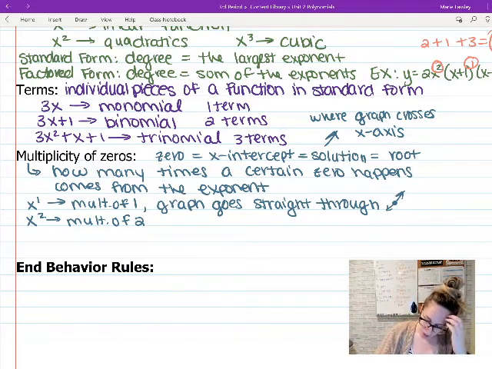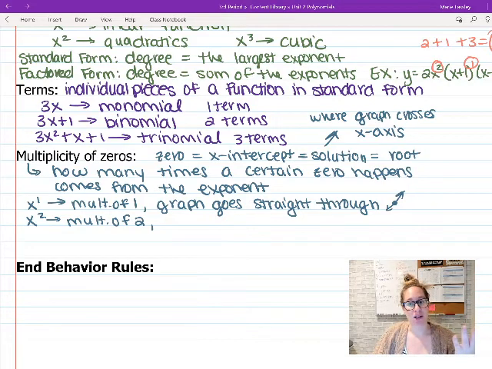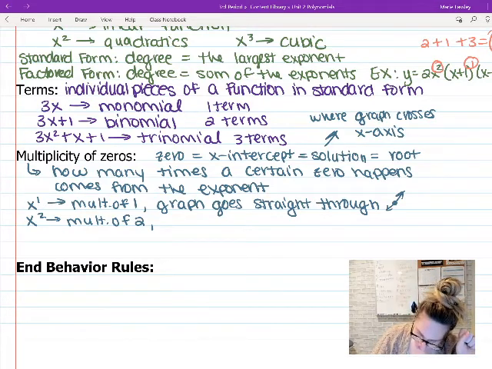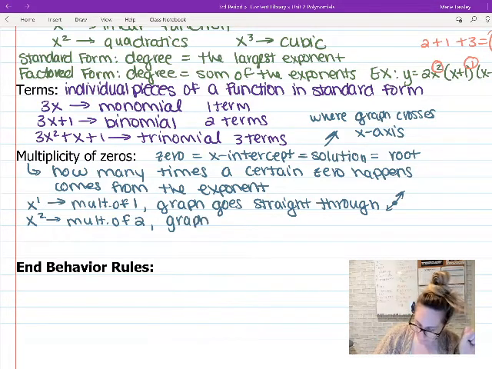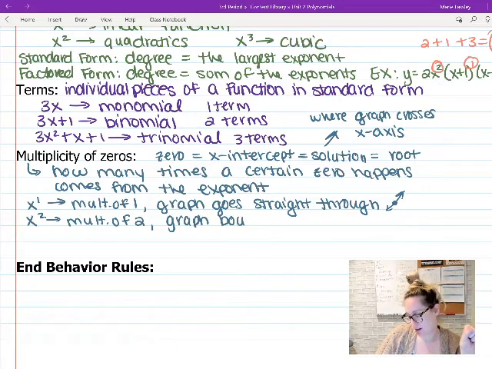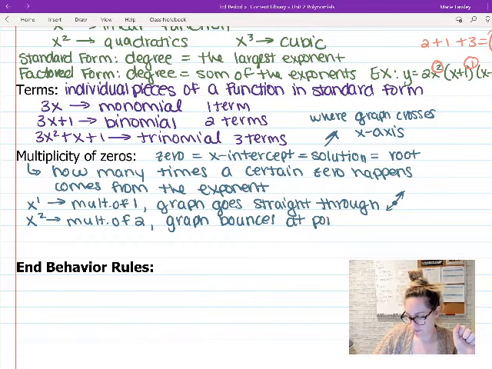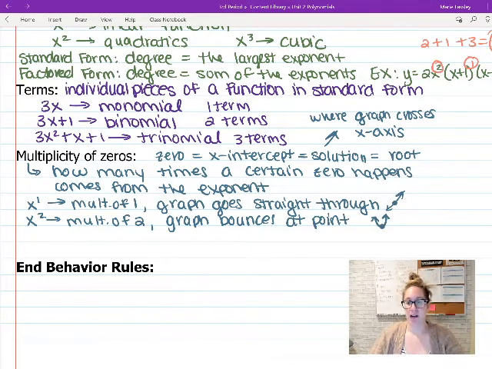So when you graph something that has a multiplicity of 2, the graph does kind of like a bounce at that point, and that indicates that that zero happens twice. So graph bounces at the point like this. So there's your zero at the bottom. It's on the x-axis, so it's going to hit it and then it's going to go away.